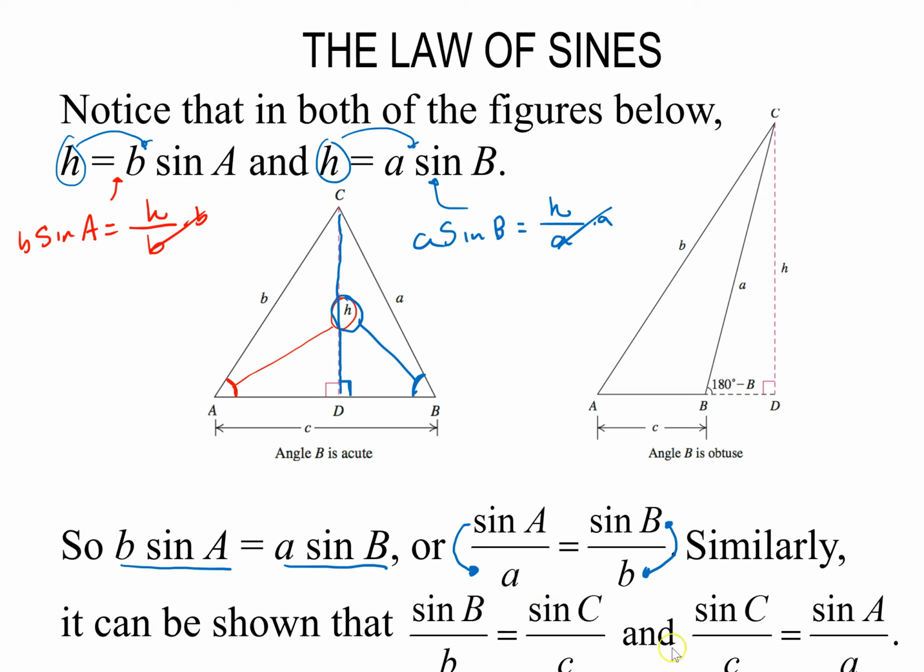That's pretty much it. You can write the law of sines a few different ways. You can write it as this right here. You can compare the B and the C, you compare the C and the A, you can compare the A and the C, whichever way you want to write it.